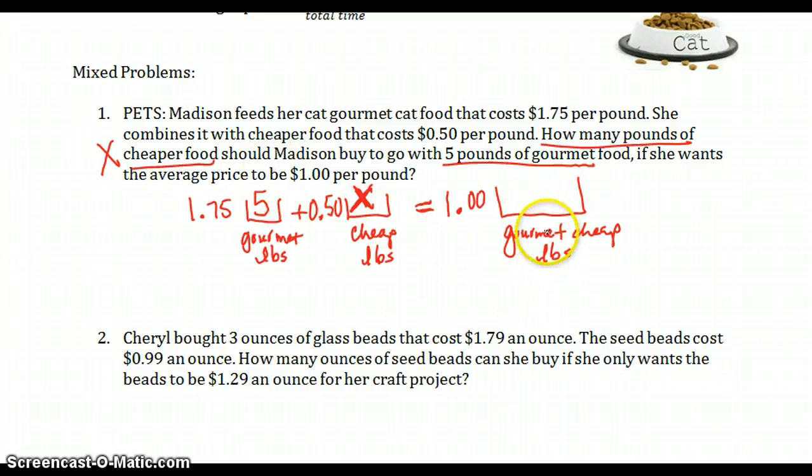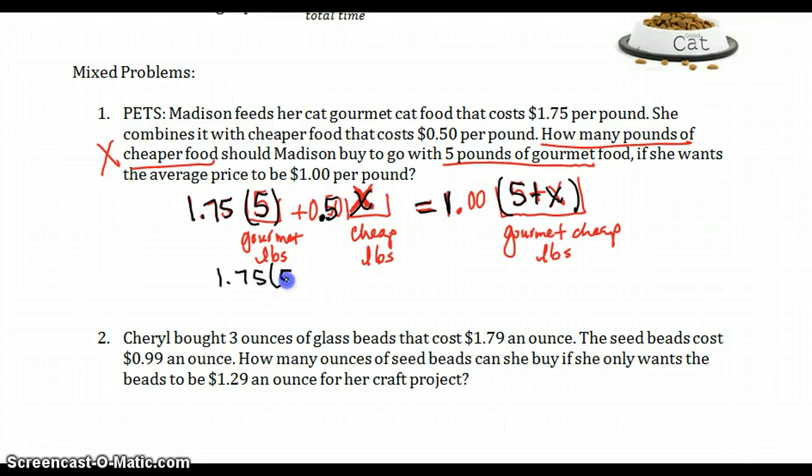Someone might say, well, then how much is in the end? How many pounds does she have in the end? I don't know. If I knew how many pounds of cheaper it was going to take, I would add that to 5, and that would give me the total pounds in the end. So this gives us our equation. 1.75 times 5 plus 0.5x equals 1 times, and let's build them a house, (5 plus x) times 1. And when you multiply times 1, it doesn't change the problem.